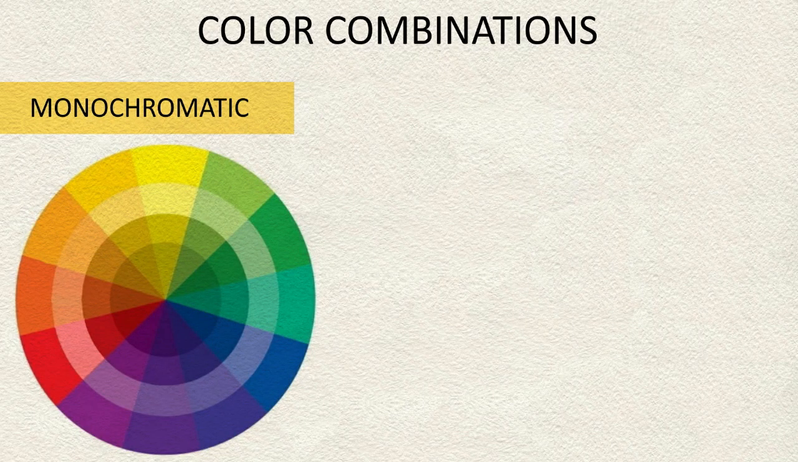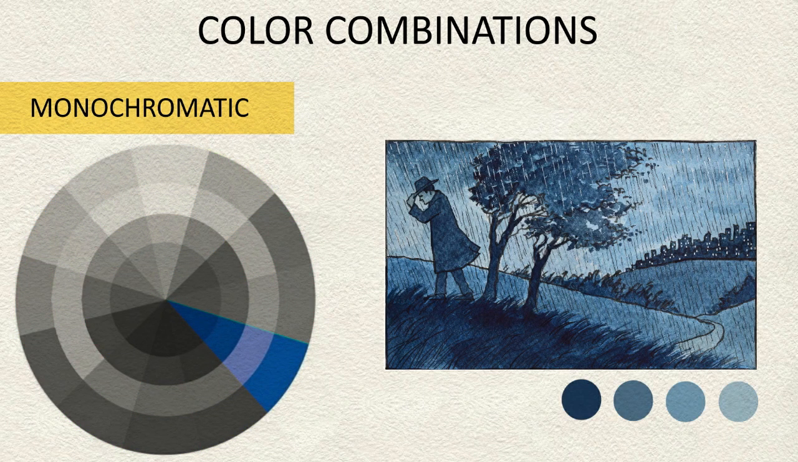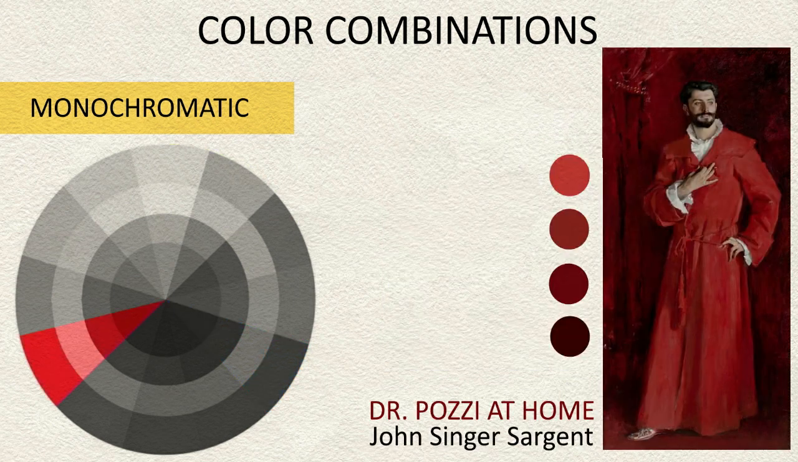The last color palette is called monochromatic. This is when variations of just one color are used. I used all blues in this illustration to give it a dreary and lonely feeling. Sargent's painting of Dr. Pozzi, on the other hand, is done in shades of intense reds, giving the portrait a feeling of power and perhaps represents the bloody work of a surgeon.